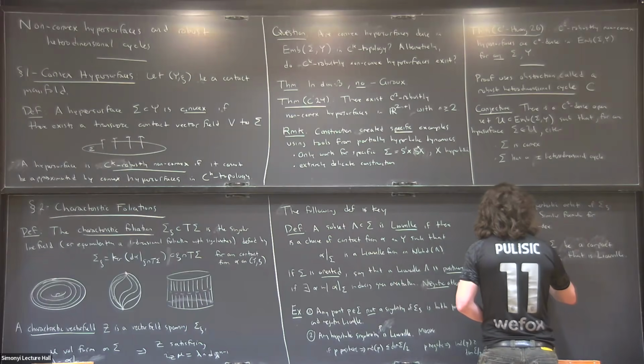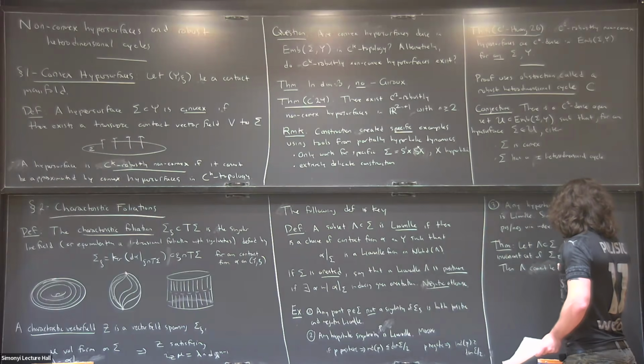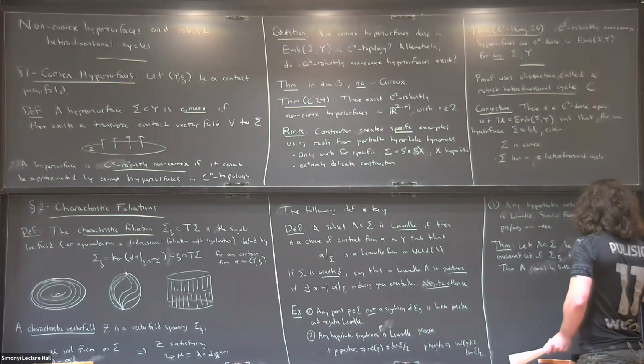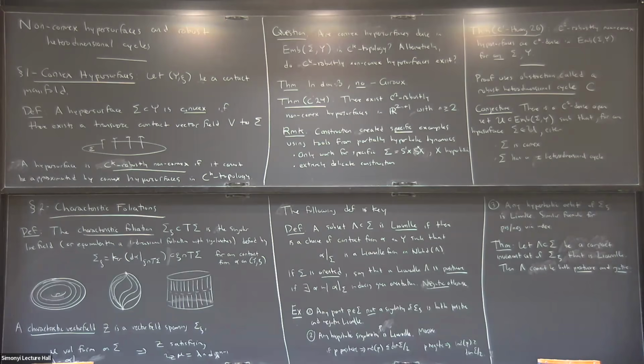Then Lambda cannot be both positive and negative. So if you're a compact invariant set and you're Liouville, you have to choose to be one or the other. Of course, if it's a closed manifold, the whole manifold will be a compact invariant set, and so clearly in that case, you're not either. But if you are Liouville, then you have to be one or the other, if you're a compact invariant set.